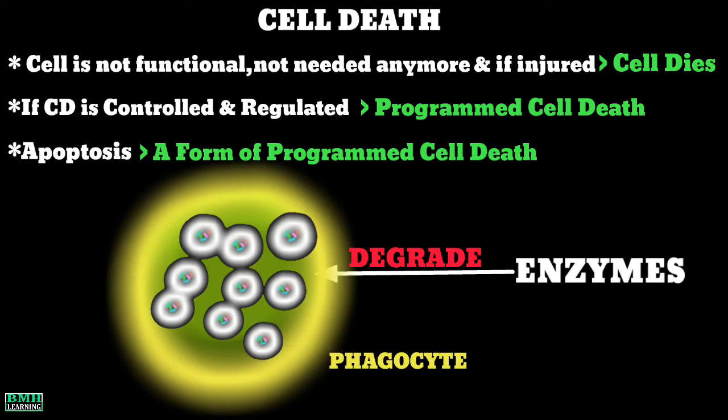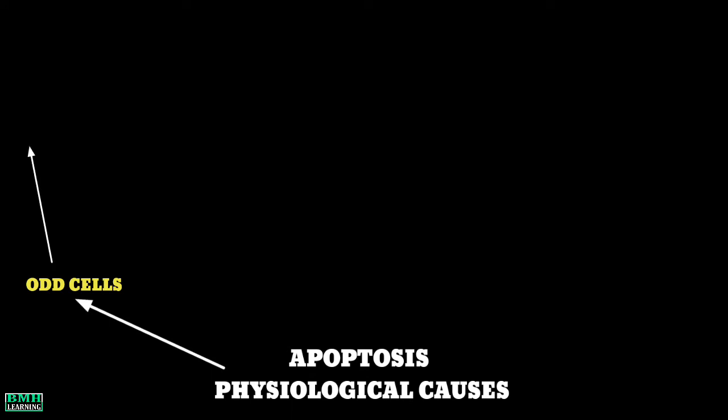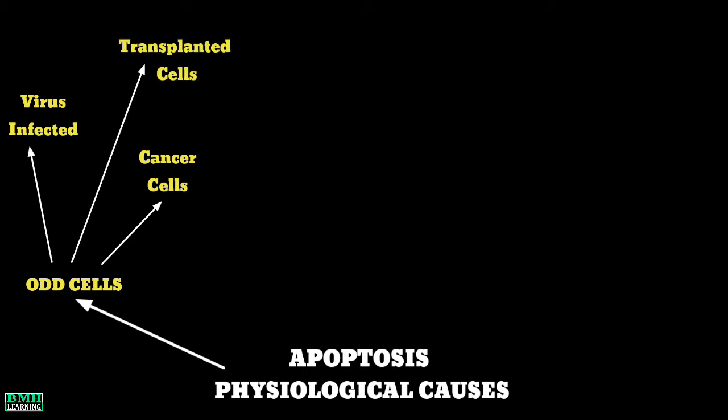So what causes this apoptosis? There are many physiological causes for the apoptosis. It can be triggered by factors such as old cells. These can be virus-infected cells. And if the cell's regulatory and control system senses any irregularity caused by cancer cells, this activity also initiates programmed cell death. Another cell in this category is the transplanted cell. Next factor here is the removal of self-reactive lymphocytes.